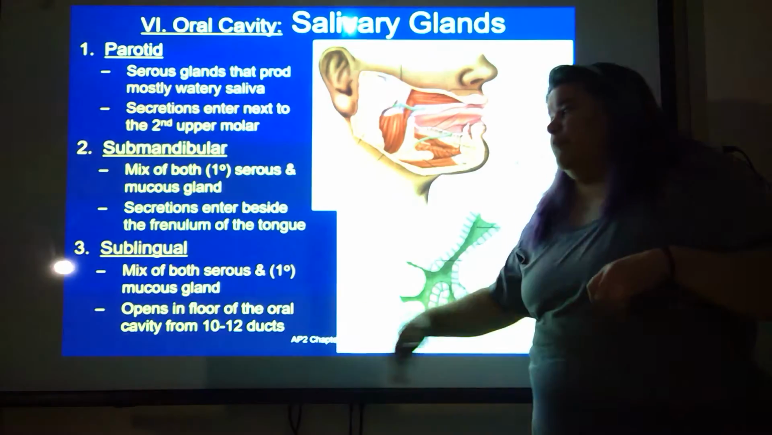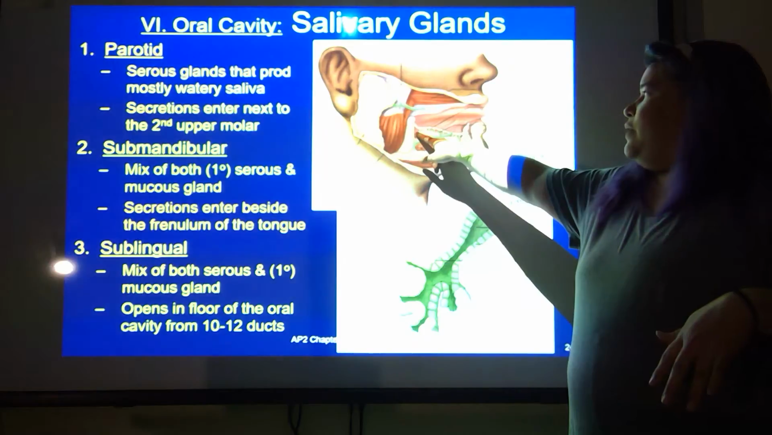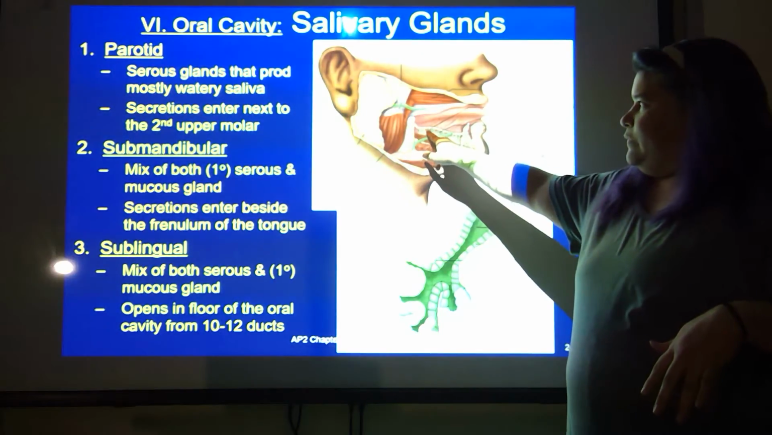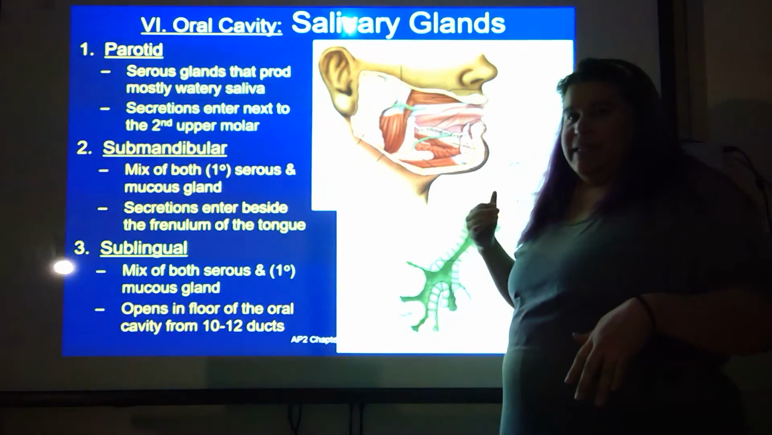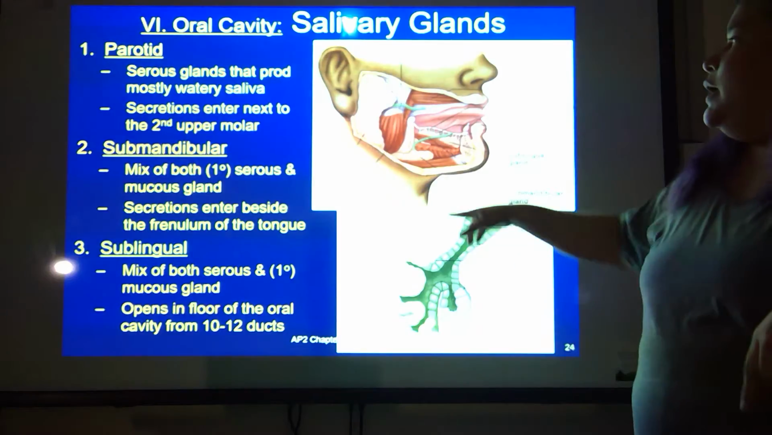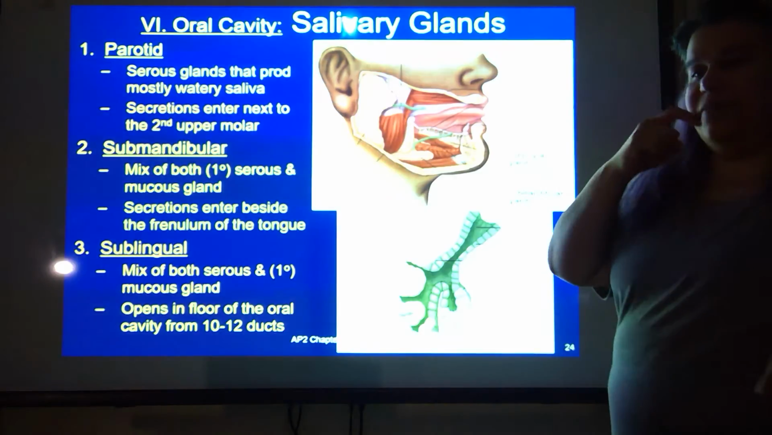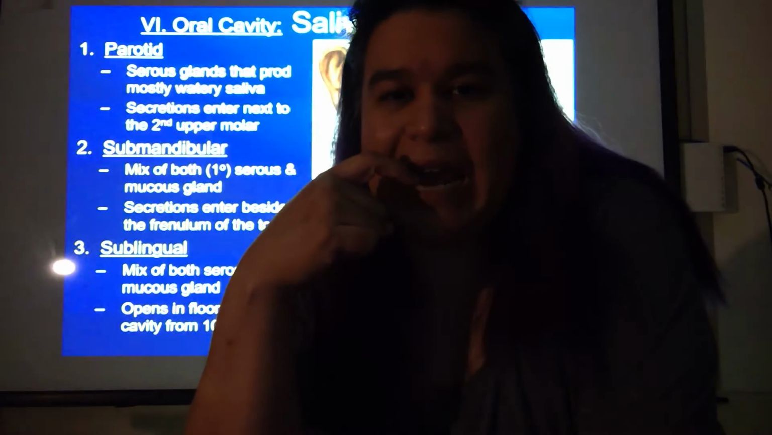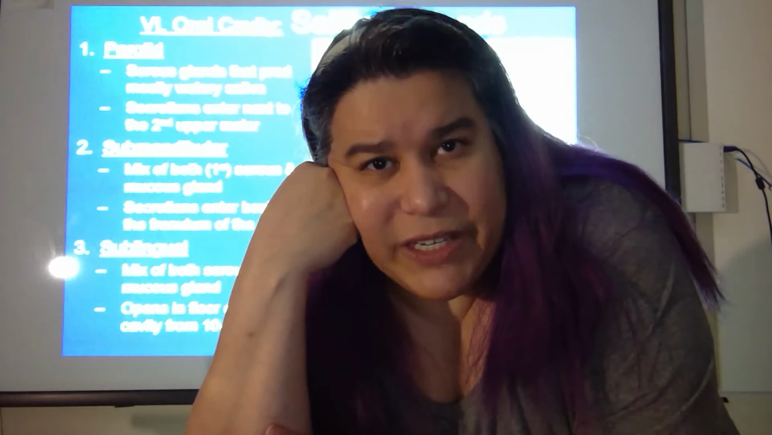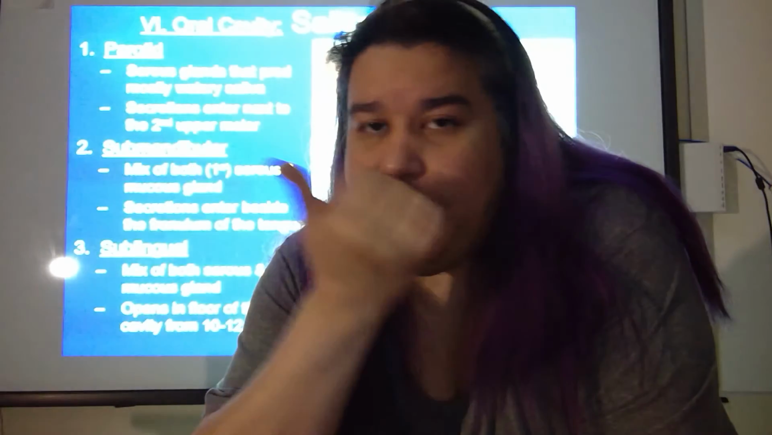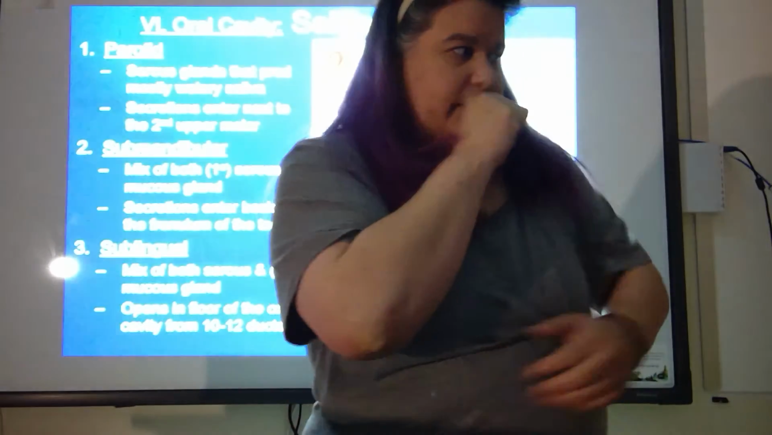And then the sublingual is also kind of a mix of serous and mucus, and it opens onto the floor. See these right here? The floor of the oral cavity. It's got about 10 to 12 ducts, 10 to 12 tubes coming out of it. The thing with these, though, is that they kind of end right behind your tongue, like here. So if you've got a permanent retainer, like I do, you also have issues with plaque building up on that permanent retainer because it's one of the entryways for this saliva.